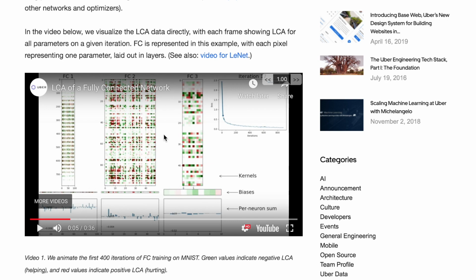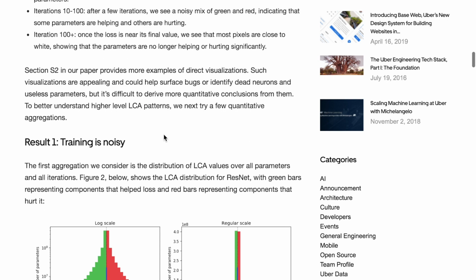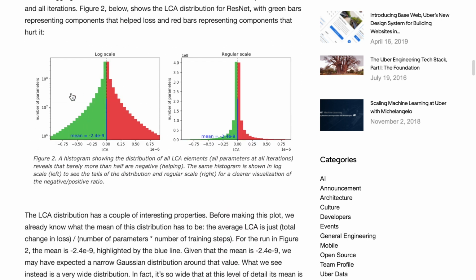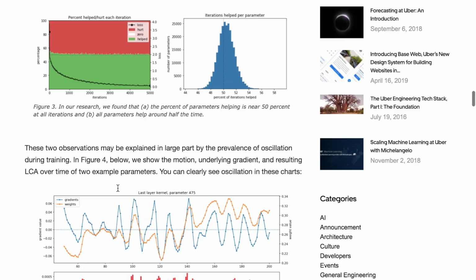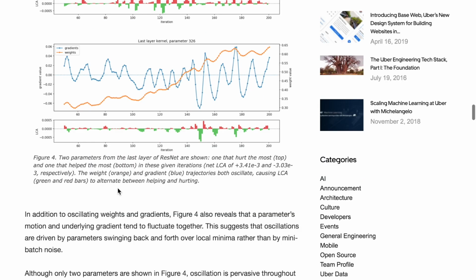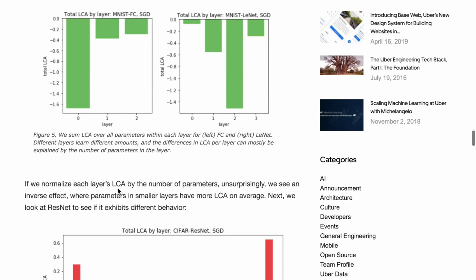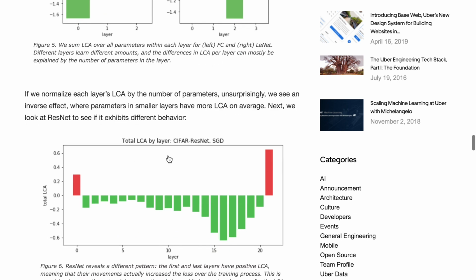I think they quote something like a 53% to 47% distribution for the different parameters and their helping to hurting ratio. So you see how noisy the training is, with basically a Gaussian distribution of parameters that are helping or hurting the loss during training. Then as they further tried to utilize their metric, they tried to normalize layers by the LCA, but I don't think they find that works very well.